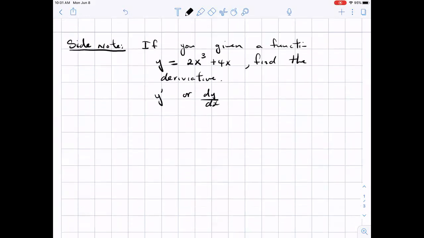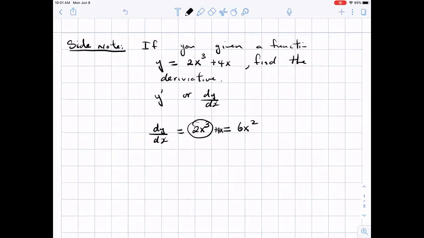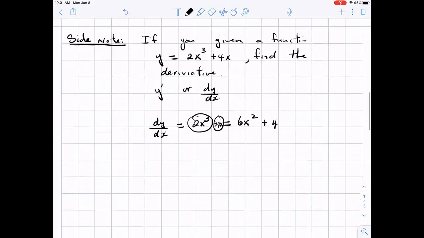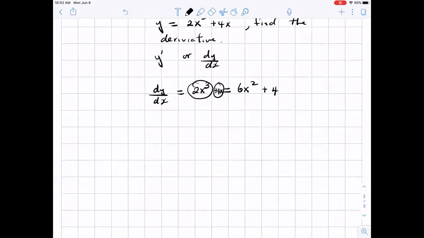So, but what's happening really, you say dy dx is equal to the derivative of 2x cubed, okay? The derivative of this would be equal to 6x squared, okay? And then the derivative of plus 4x will be 4. Okay, each one of them you take the derivative of. Now, realistically, what's happening here is that we have y is equal to 2x cubed plus 4x.